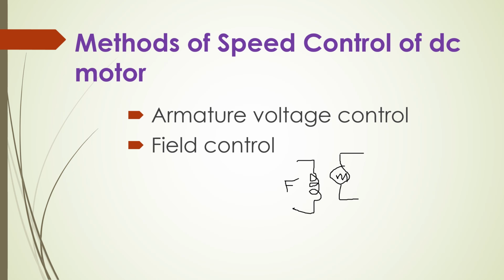If I say it is armature voltage control method, I will be varying the armature voltage, maintaining the field current constant. And if in case I opt the field control method, then I'll be varying the field current flowing through the field winding and maintaining a constant voltage across the armature.